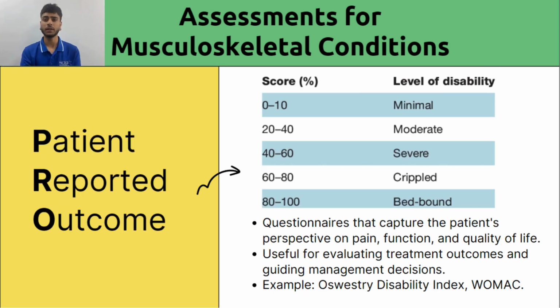The last assessment is patient reported outcome. A score of 0 to 20 means the level of disability is minimal, 20 to 40 is moderate, 40 to 60 is severe, 60 to 80 is crippled, and 80 to 100 is bedbound. These are questionnaires that capture the patient's perspective on pain, function, and quality of life, useful for evaluating treatment outcomes and guiding management decisions. For example, the Vestibular Disability Index.